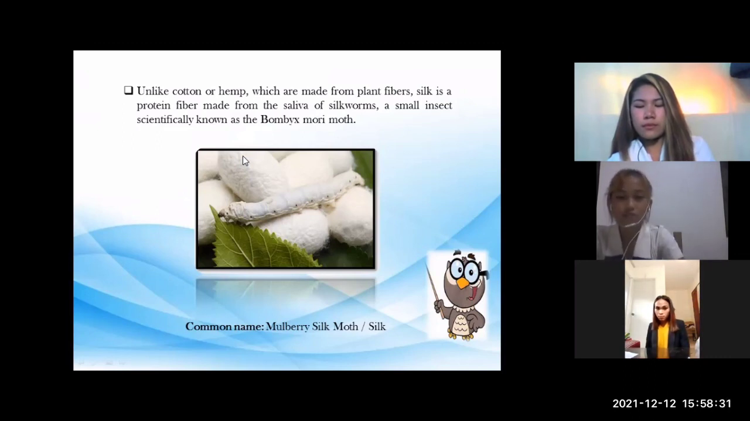Then the fourth one is weaving. Weaving is the process in which the final piece of silk comes together. Generally, weaving involves interlacing two sets of threads so that they lock around each other and create a strong uniform piece of fabric.